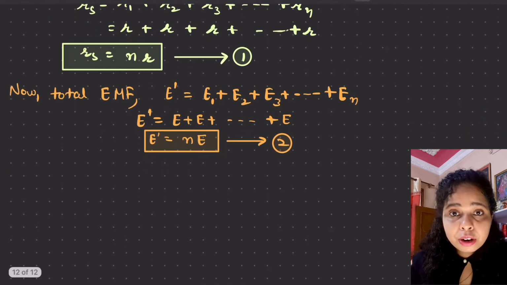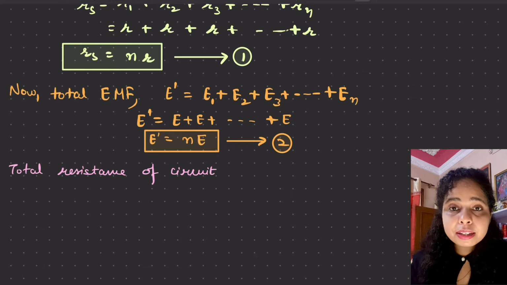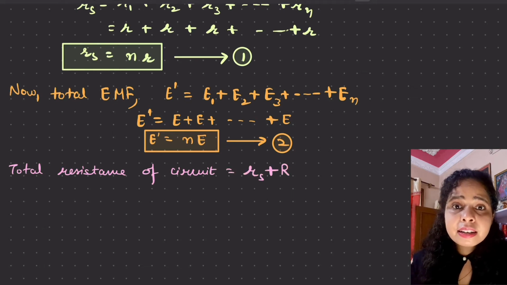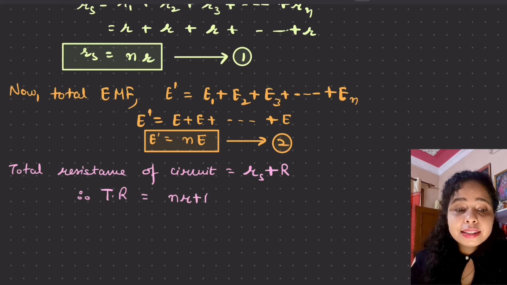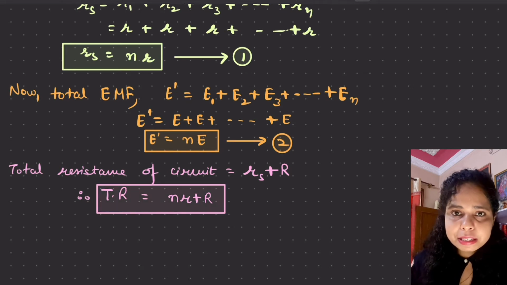Now we need to find the total resistance of the circuit. In this circuit, we are having total resistance equal to Rs, which is offered by the series combination of the cells, plus capital R, that is the external series resistance which is connected with the combination of the cells. So total resistance of the circuit is Rs plus capital R. Now we need to calculate the total current flowing through this circuit. In this case, we are having R dash, the total resistance, equal to nr plus capital R, which is very clear to us.